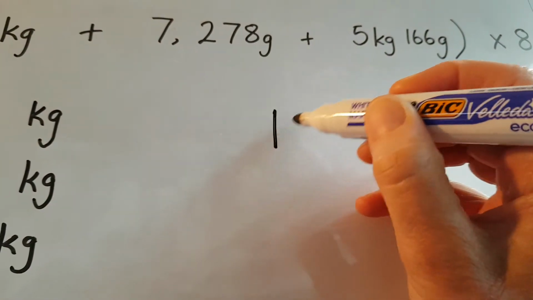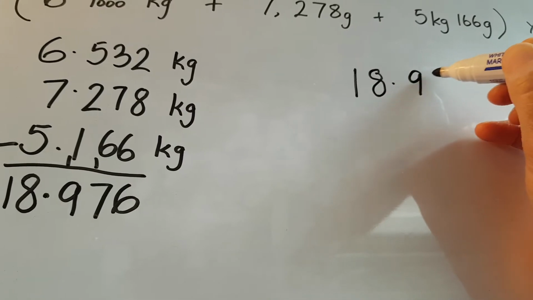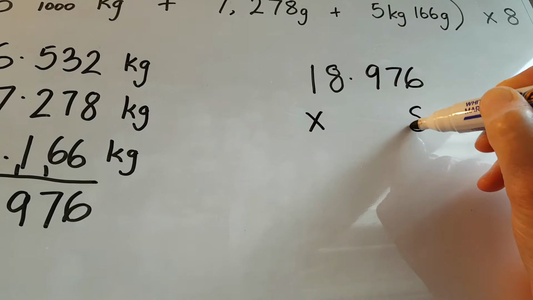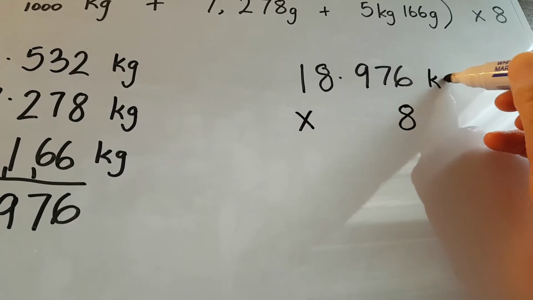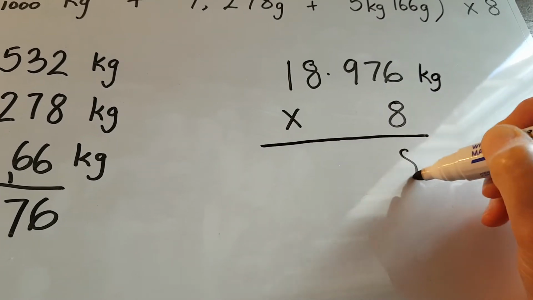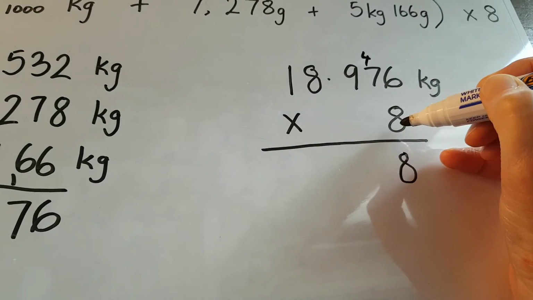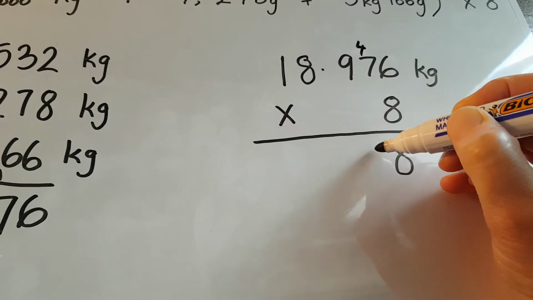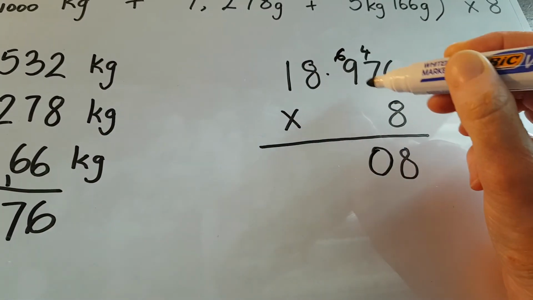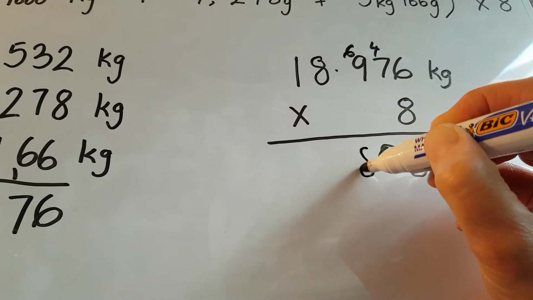So I've got 18.976 times 8. And this is going to give me an answer in kilograms. So 6 times 8 is 48. Down my 8, carry the 4. 7 times 8 is 56, and 4 is 60. So put down the 0, carry the 6. 9 eights are 72, plus 6 is 78.